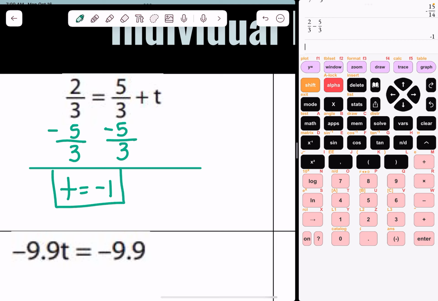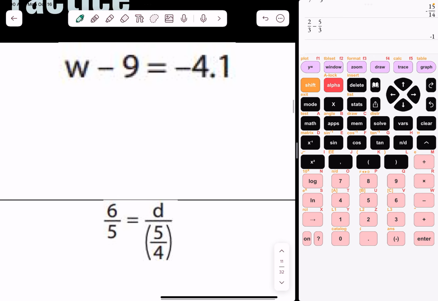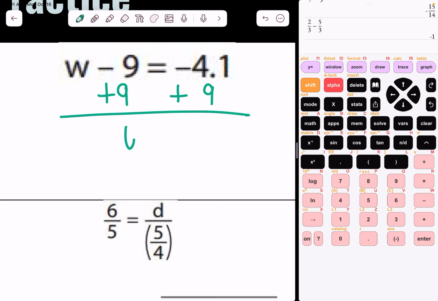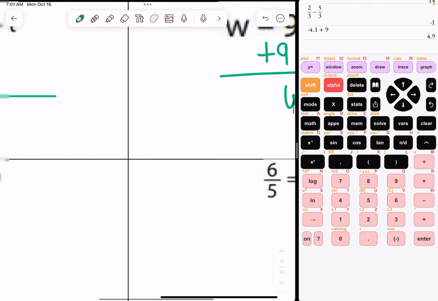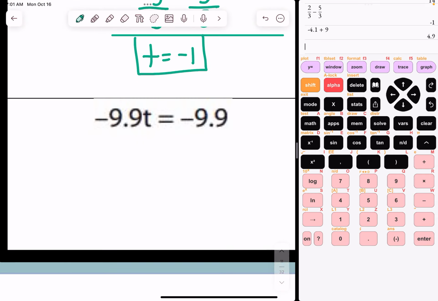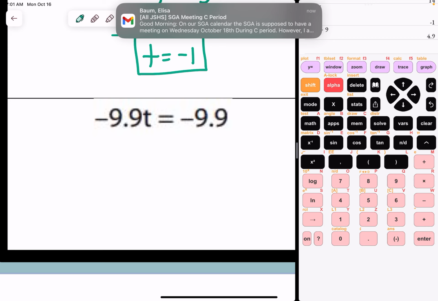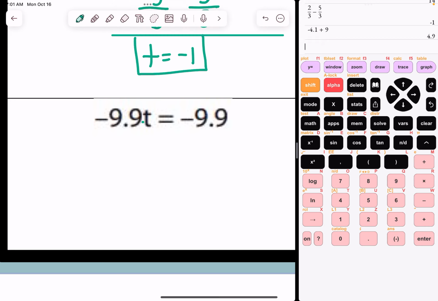All right, this next one, we have w minus 9, so we have to get rid of the minus 9, so we add 9, and we get w equals negative 4.1 plus 9, which is 4.9. Alright, this next one, we need to get rid of negative 9.9 that's being multiplied by t. So we divide by negative 9.9, and that would give us t equals positive 1.